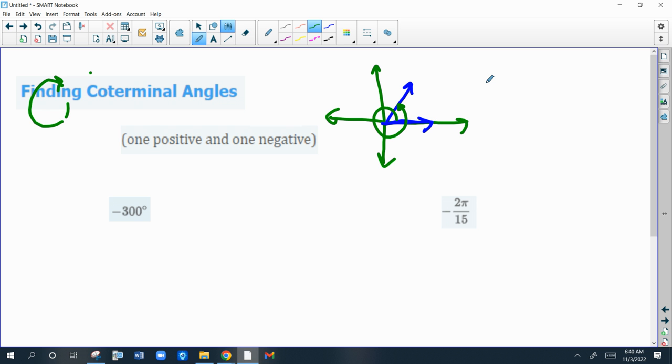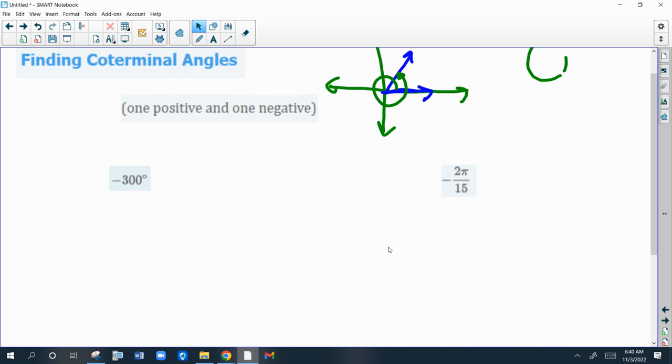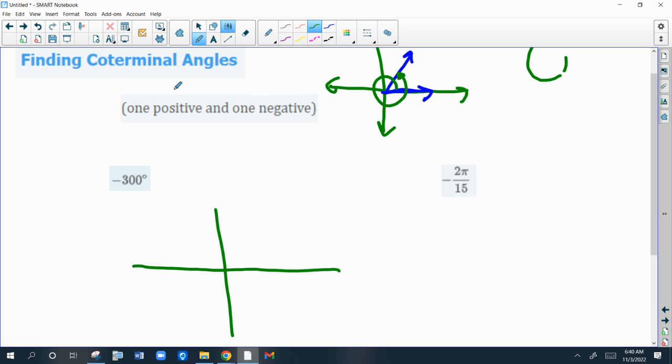And I could keep going around and around and get bigger and bigger and smaller and smaller. So each angle has an infinite number of coterminal angles. All you have to do is find angles that start and end at the same spot. For these questions, I'm going to ask to find one positive and one negative coterminal angle to the given angle. So we're going to start out with the degree measure one, which is negative 300. Well, you don't even have to draw this.